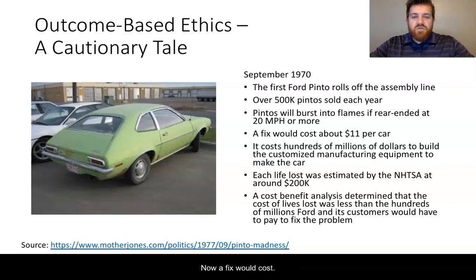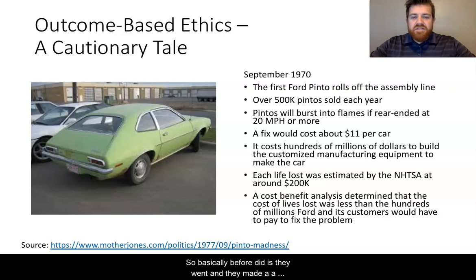Now, a fix would cost about $11 per car in production, but it would also cost probably hundreds of millions of dollars to build the customized manufacturing equipment to make the car. At the same time, each life lost was estimated by the National Highway Traffic Safety Administration to be worth about $200,000.